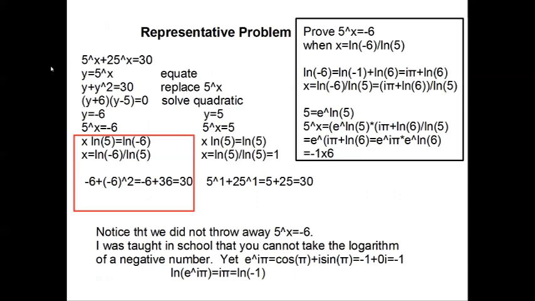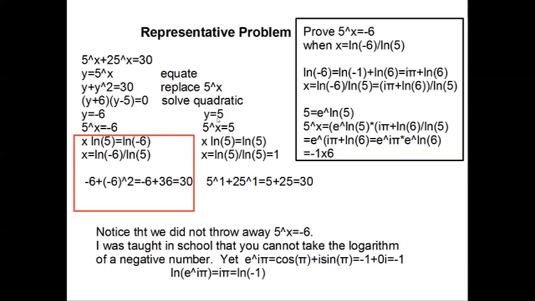So let's take a representative problem so we can illustrate how we can solve those 7 problems for the missing solution. We start off with 5 to the x power plus 25 to the x power equal 30. We substitute y for 5 to the x. This gives us y plus 25 is 5 squared, so that's y squared equal 30. We factor this and we get y plus 6 and y minus 5.